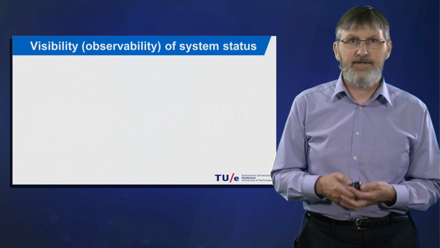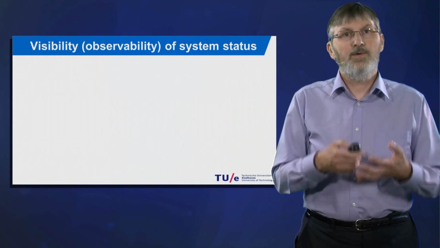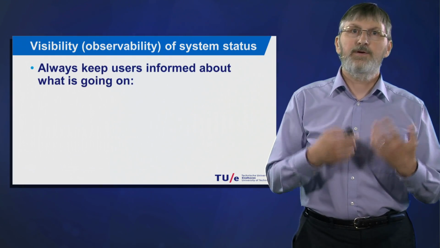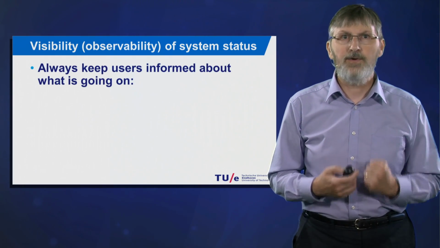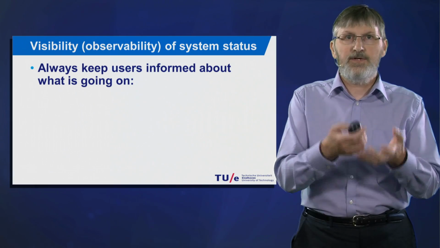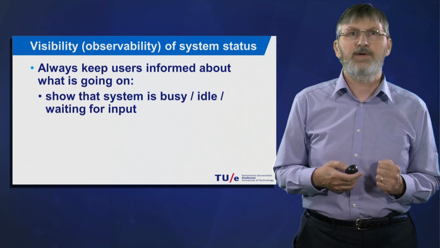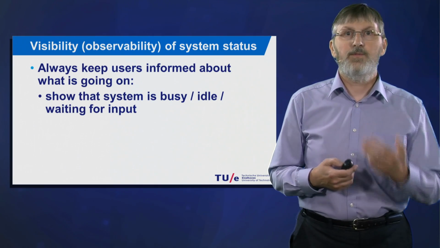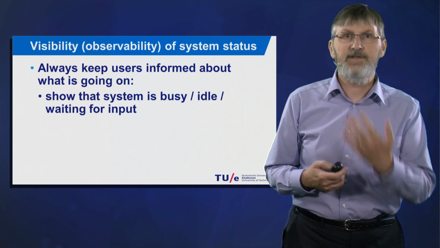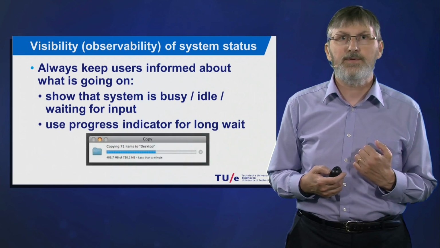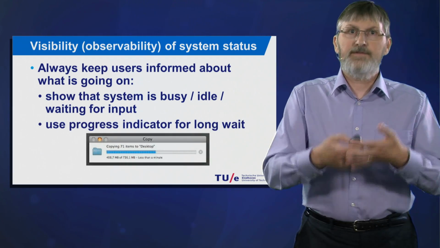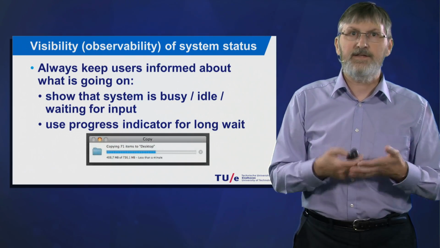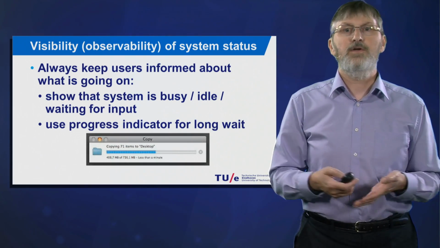The visibility of the system status, or more generally, the observability, because it can also be by audio, just means that you keep the users informed about what is going on. The screencast showed that we need to know whether the system is busy or idle or waiting for input. But when a system is busy, we also want to see a progress bar that indicates how much longer we have to wait.